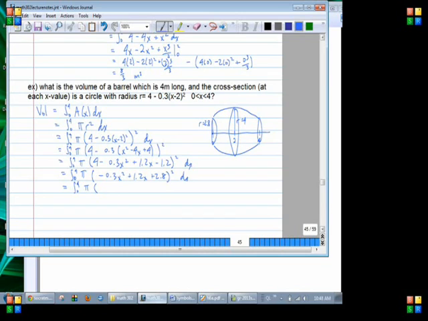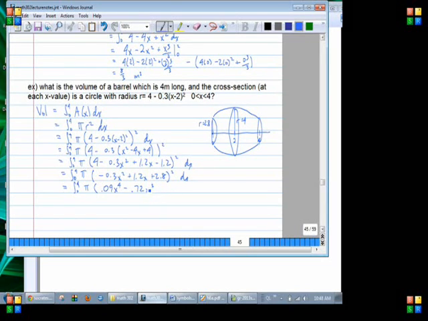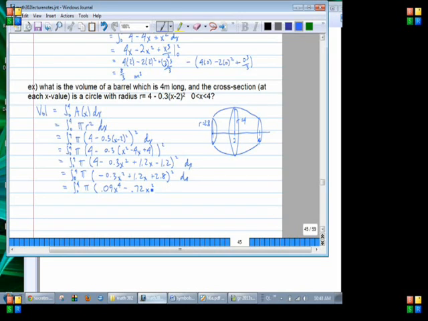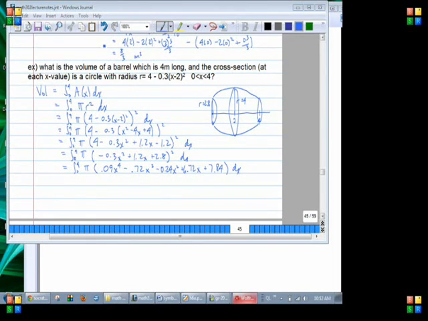So I'm going to try to do this in my head as quickly as possible. You get 0.09 x to the 4th minus 0.72 x cubed. All right, this is hard to do in my head. One second. Okay, so sorry about the numbers working out so weird, but it works out like this.